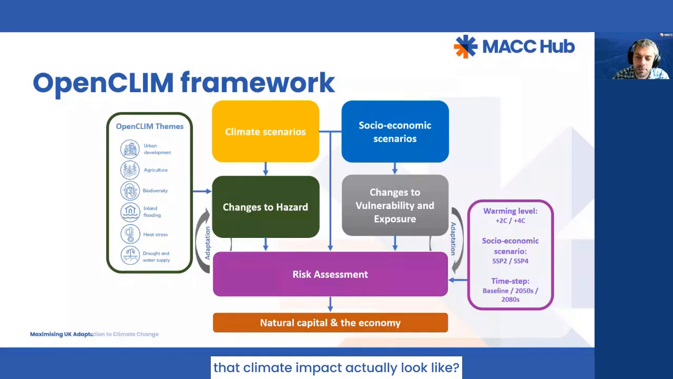So we have climate impacts. What does that climate impact actually look like for people on the ground? What does the future of the urban areas and where people live look like as well, and how does that affect climate change and climate risk? How do hazards change, and how do flooding and drought, for example, change?